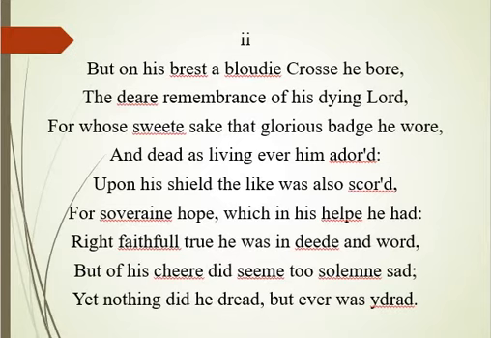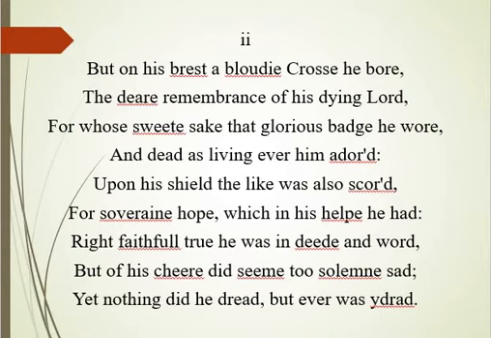So we can simply say that on his breast he had a symbol of a cross, the remembrance of the dying Lord. So he had kept it as a remembrance of his Lord who is dead, for whose sweet sake that glorious badge he wore. So it was in remembrance of him that he was wearing that badge, and dead as living ever him adored. So he loved him as if he is still living in this world.